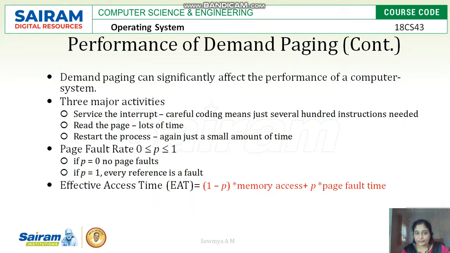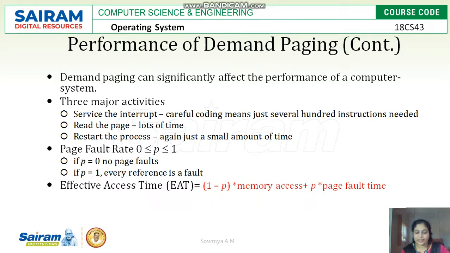Now the page fault rate P should satisfy 0 ≤ P ≤ 1. If P is equal to 0, it means there is no page fault. If P is equal to 1, every reference is a fault.